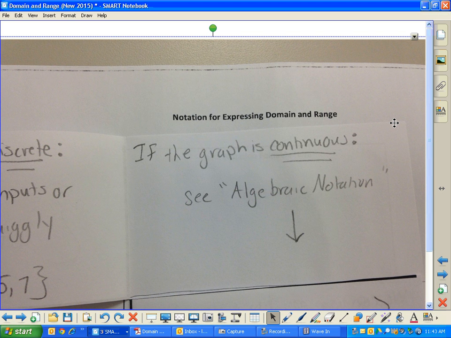So if it's discrete, we're going to list out those individual values. But if it's continuous, you're going to use inequalities in what we call algebraic notation. This looks way scarier than it is. It's going to take a little bit of practice, but I promise you by the end of the day tomorrow, you'll be like, oh yeah, I'm good now. It's just going to take a little getting used to. So the next two slides are a little bit weird looking.